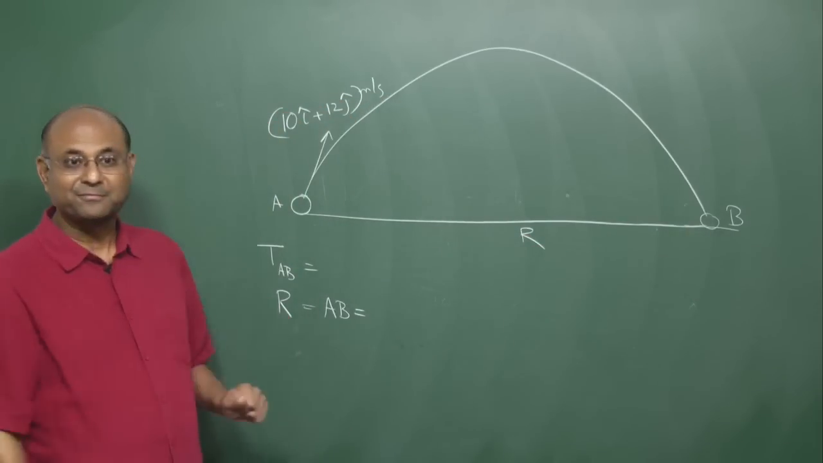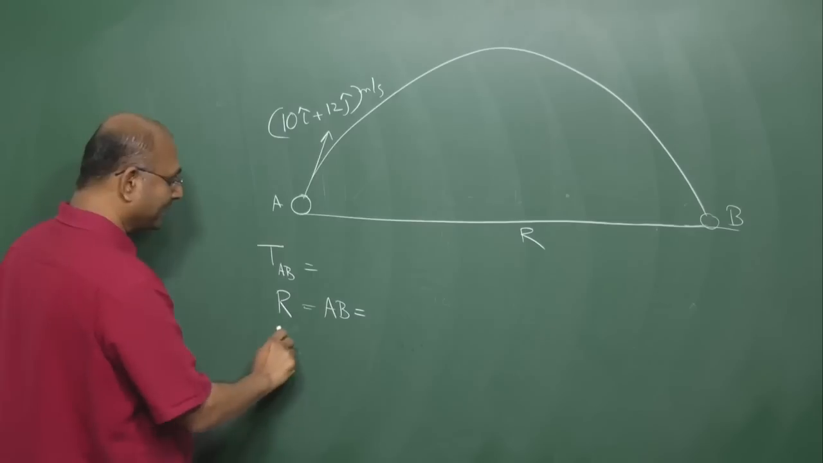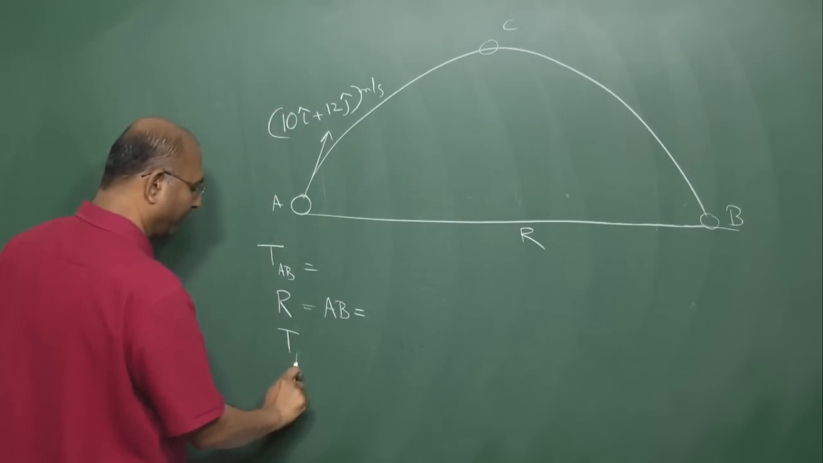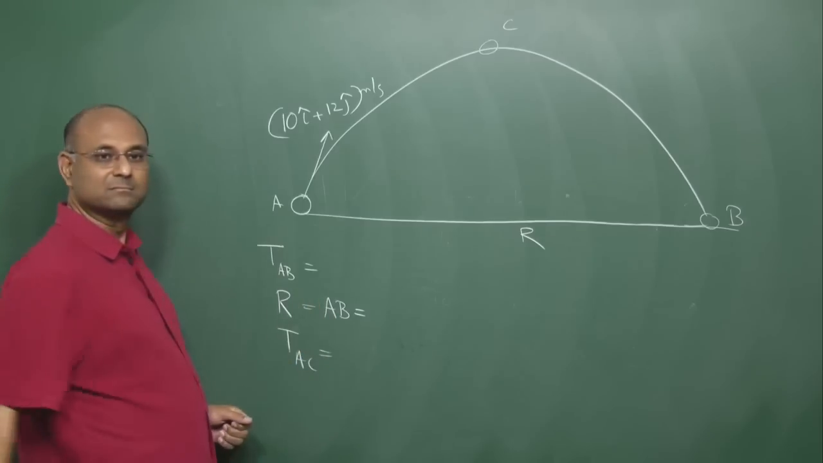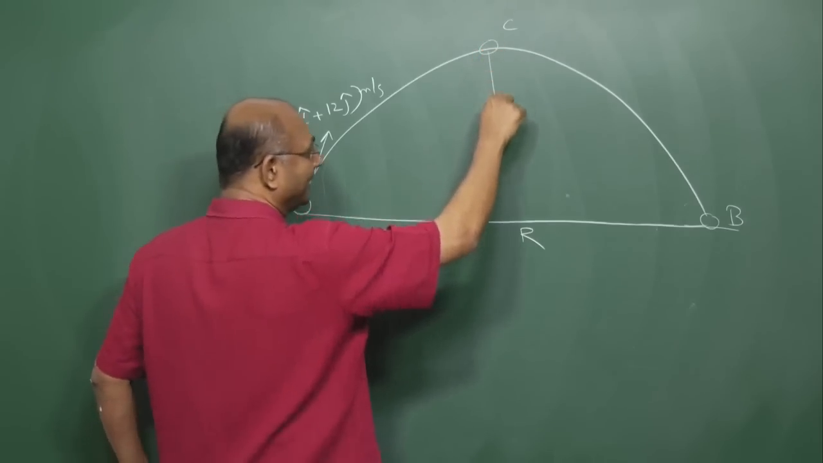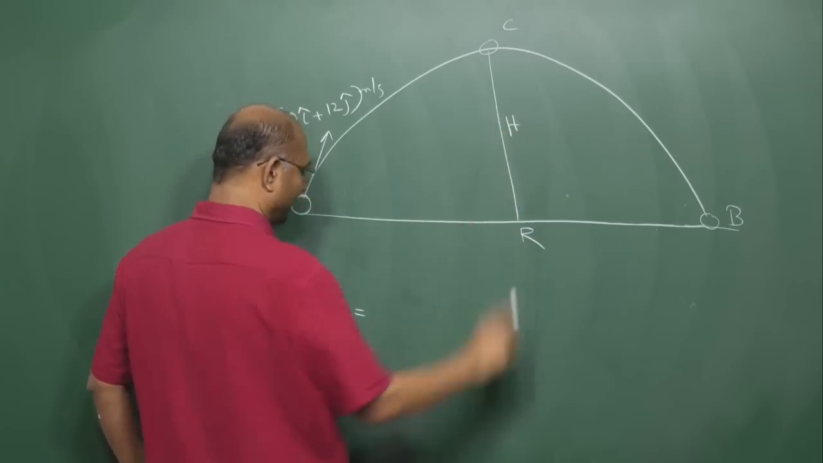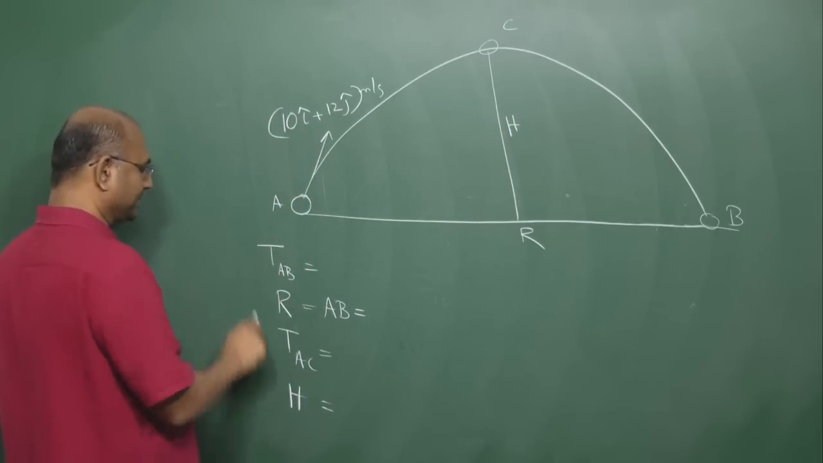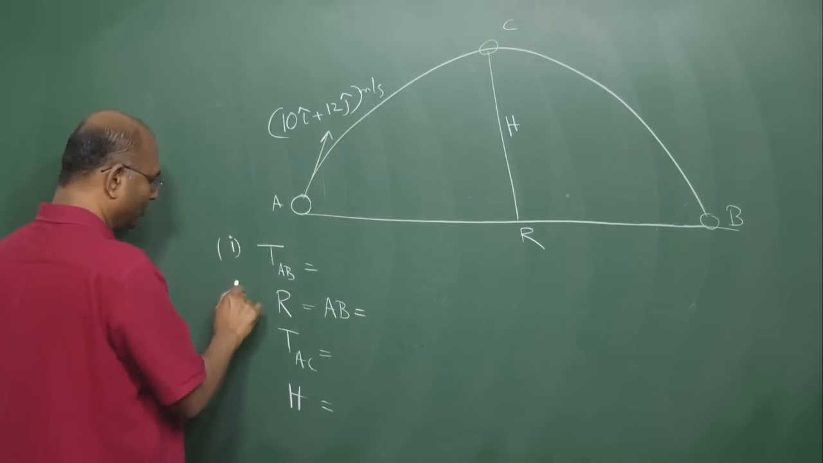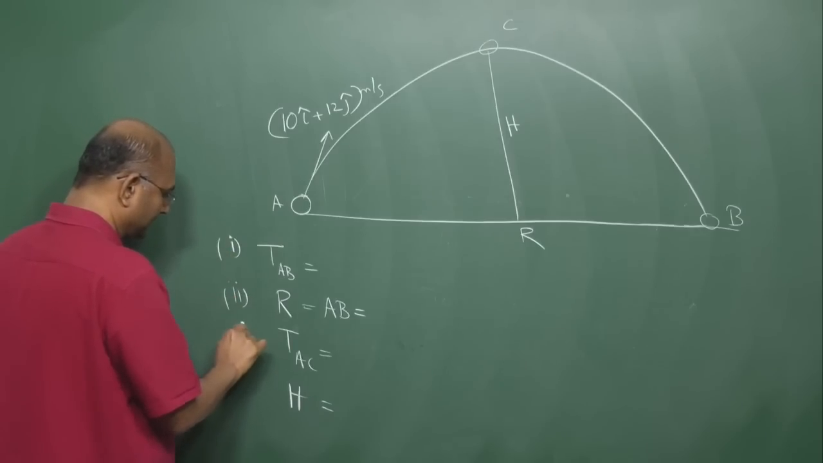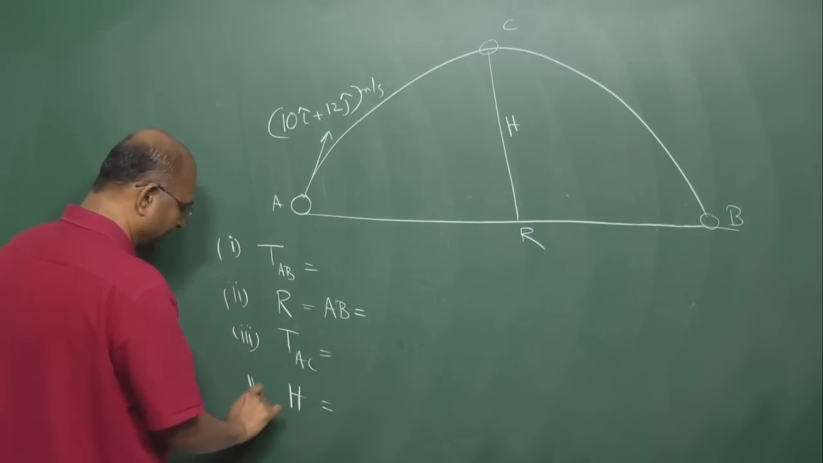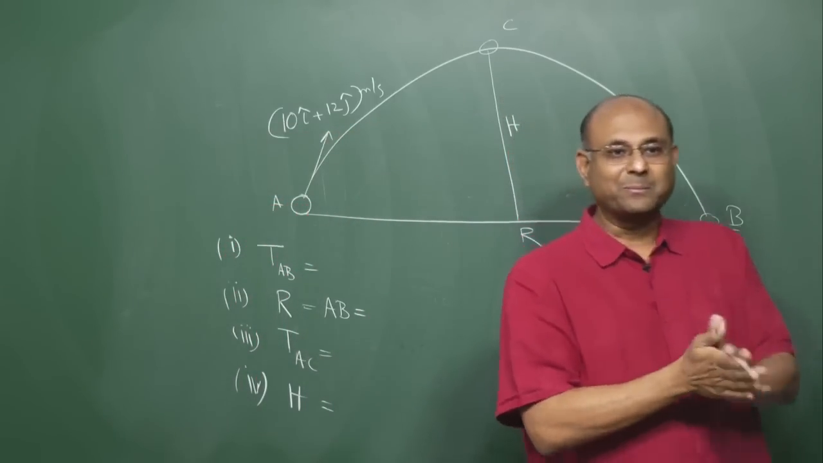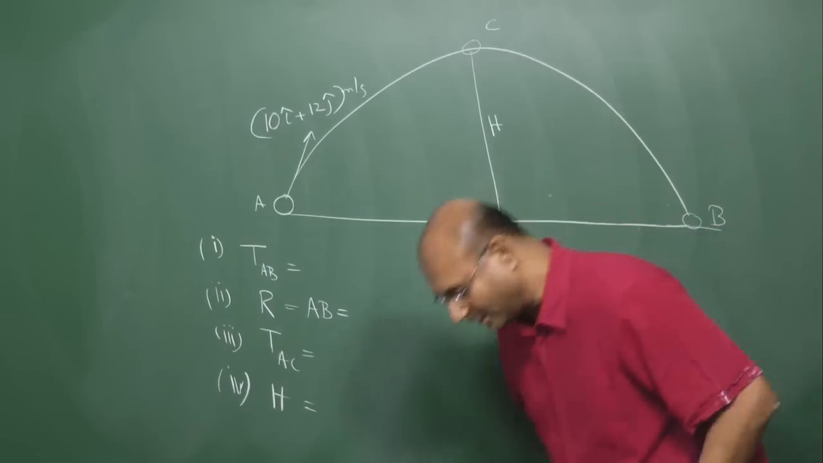But that's not enough. I also want the time to go from A to C, and I would like you to calculate the maximum height. So 4 questions: 1, 2, 3, and this is 4. Can you quickly do this? There are 4 questions. I'll give you 3 or 4 minutes to quickly solve the problem.